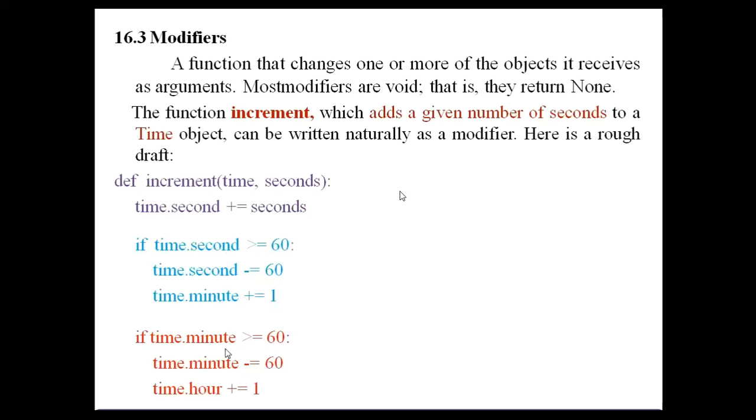Similarly, in the case of minutes, if after adding, it is greater than 60 minutes, then 60 will be subtracted from the original value and a carry of 1 will be added to hours. So this function definition concludes that the object which we have passed as an argument got modified. Its original value is going to change after adding this seconds value.